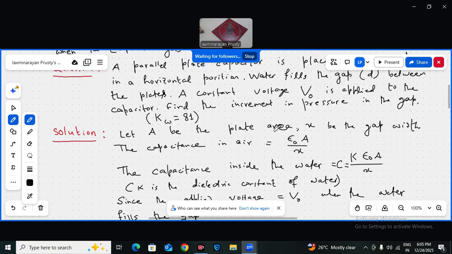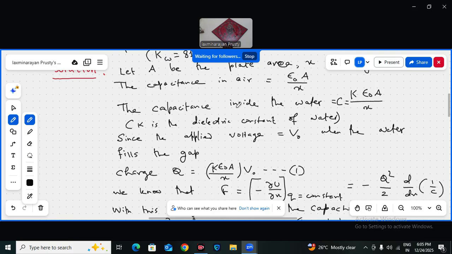Solution. Let A be the plate area of the capacitor, X be the gap width. What is the capacitance in air or vacuum? Epsilon naught A by X. All of you know the parallel capacitor. The capacitance when it is inside the water filling the gap is just K of water multiplied to epsilon naught. So K epsilon naught A by X, where K is the dielectric constant of water.